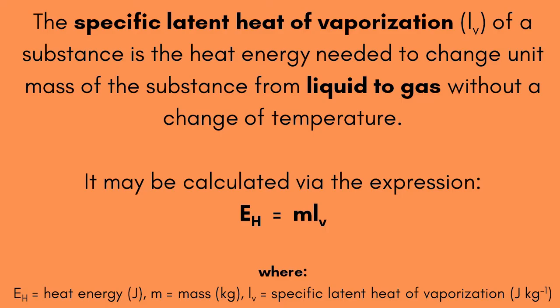The specific latent heat of vaporization of a substance is the heat energy needed to change unit mass of the substance from liquid to gas without a change of temperature. It may be calculated via the expression E_H = mL_V, where E_H is the heat energy in joules, m is the mass in kilograms, and L_V is the specific latent heat of vaporization in joules per kilogram.